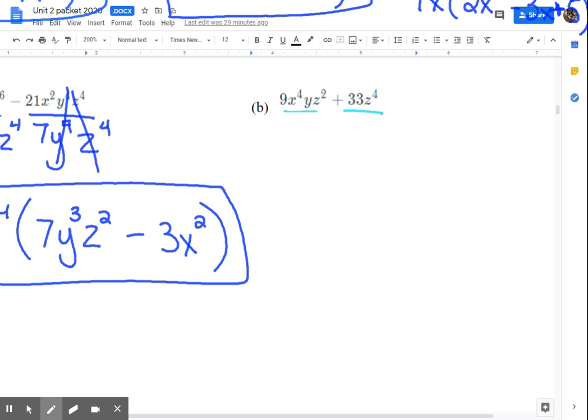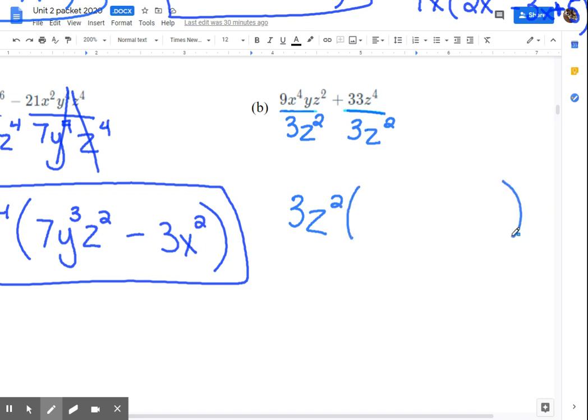So we have 9x to the 4, y to the 1, z squared, plus 33z to the 4. In these two terms, I can take out a 3. I can't take out a 9 because 9 doesn't go into 33. There is no x variable in the second term. There is no y variable in the second term. My smallest z variable is z squared. So that's our GCF, 3z squared.